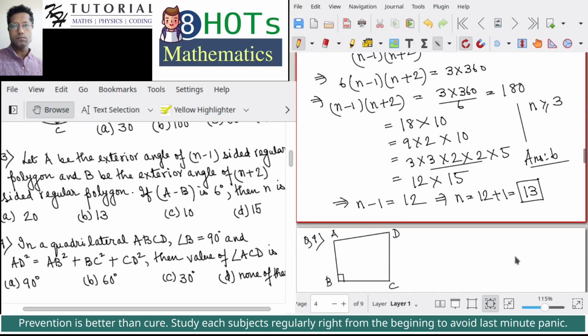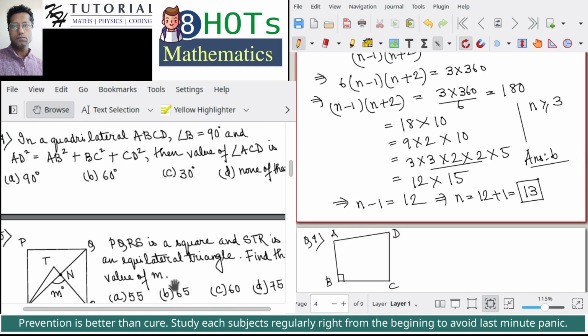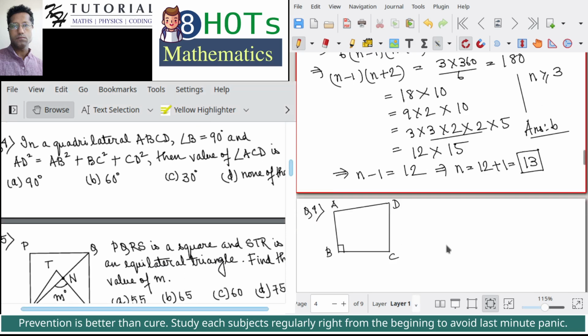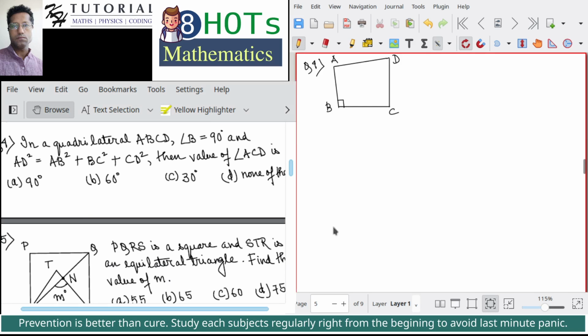Okay, let's do the next problem. In a quadrilateral ABCD, angle B is 90 degrees, and it is given AD square is equal to AB square plus BC square plus CD square. Then find the value of angle ACD. So I have roughly drawn the quadrilateral ABCD where angle B is 90 degrees. Now the other relation regarding the sides, we have AD square, AB square, BC square, and CD square.